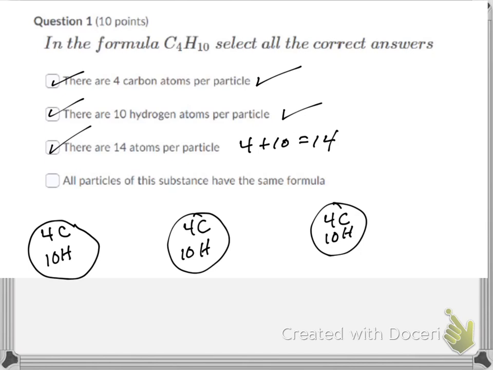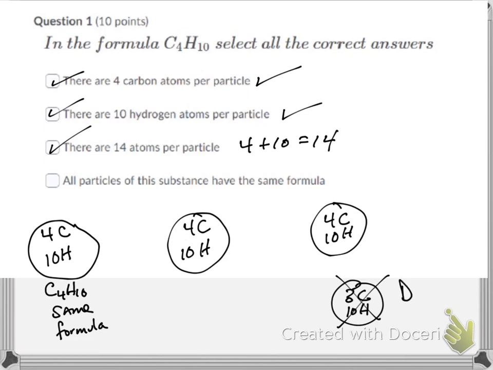Now the question is, do all the particles of this substance have the same formula? And the answer is yes, because that's what makes it that substance. If we had something that was 3 carbons and 10 hydrogens, that wouldn't be that substance. It'd be something else. So just keep that in mind. All the particles of the same substance will have the same formula. So all the answers are true for this problem.